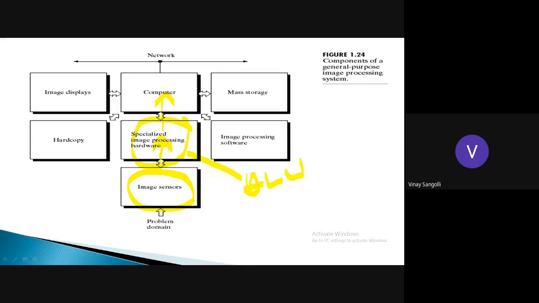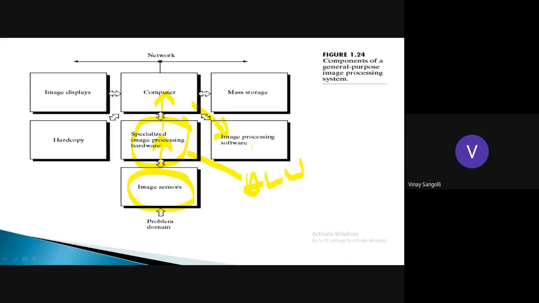Okay, so from the computer, we try to move to your software. Why? Because we have got your image. The next very important thing we need to do is decide what we should do with that image. That is very much essential. So then we will move to your image processing software.